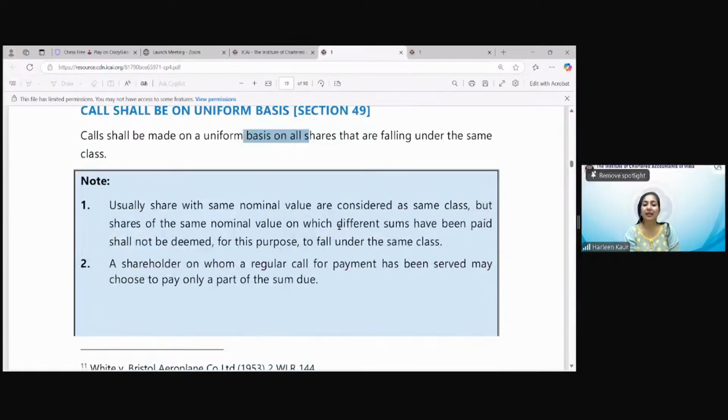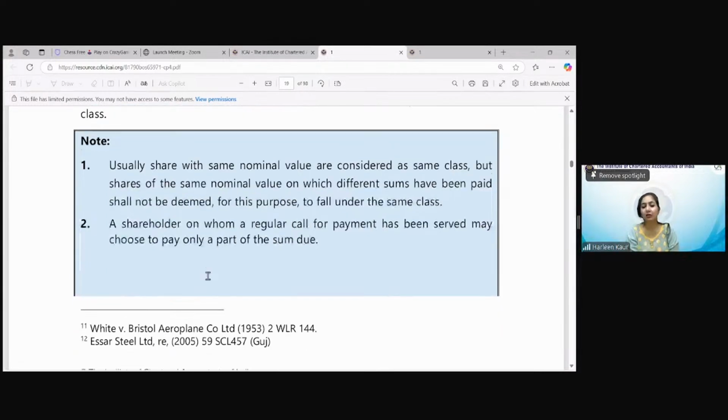Usually shares with some nominal value are considered the same class, but shares of the same nominal value on which different sums have been paid up shall not be deemed to fall into the same class. So it says don't get confused with the nominal value. You simply have to see the class of the shares.